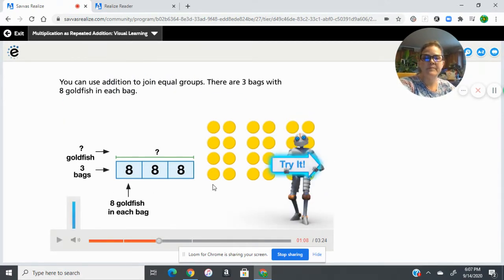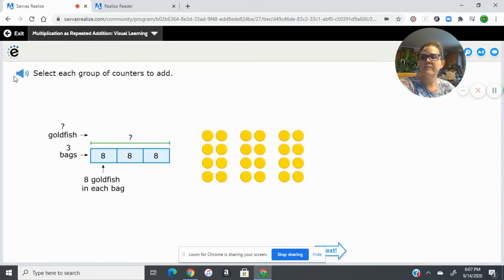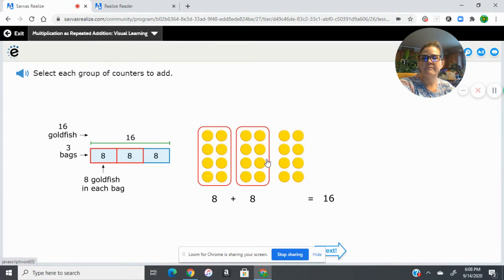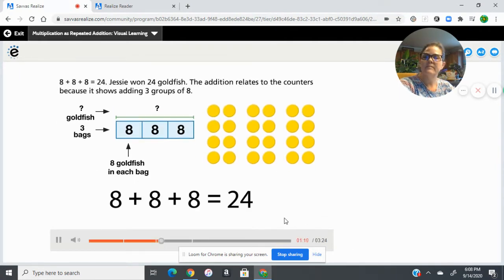Oh, we're going to try it. Select each group of counters to add. Okay, so they're going to show us how we're going to use these counters and use them in a tape diagram or a bar diagram. 8. 8 plus 8 equals 16. 8 plus 8 plus 8 equals 24. Okay. 8 plus 8 plus 8 equals 24. Jessie won 24 goldfish. The addition relates to the counters because it shows adding 3 groups of 8.